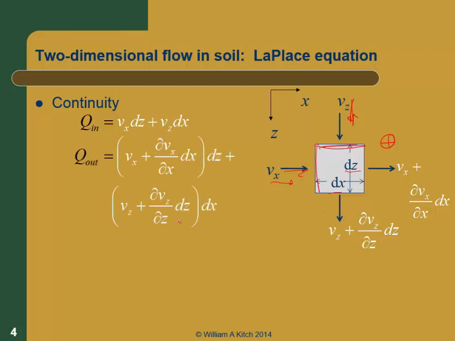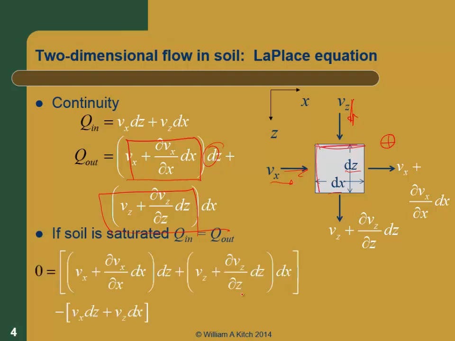All right, well, what's coming out? What's coming out is the flow on the x side, which is Vx plus the partial of Vx with respect to x times dx, all times dz, which is the area. And coming out the bottom, I got the flow out the bottom, Vz plus the partial of Vz with respect to z times dz, all times dx. And I'm going to let Q in equal Q out because we got a saturated material that's not changing in volume, it's not swelling, it's not shrinking.